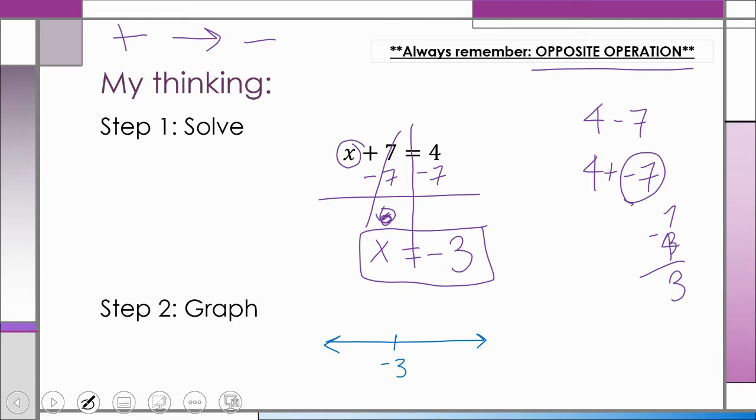Okay, now I'm just going to put a closed circle in there. It's the only answer I could get for my solution. Negative 3 is the only correct answer. All right, let's try another one.